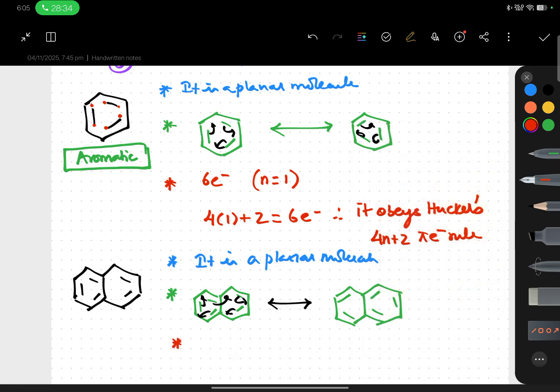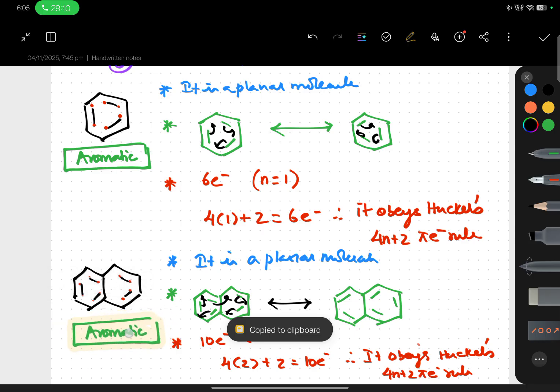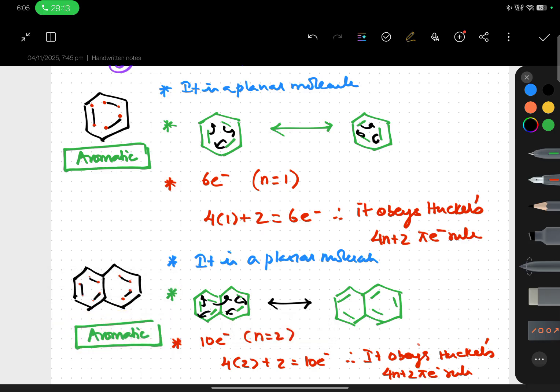How many electrons are there? 1, 2, 3, 4, 5, 6, 7, 8, 9, 10 electrons. If 10 electrons are there, n equals 2. That means 4 into 2 plus 2 is equal to 10. Therefore it obeys Huckel's 4n plus 2 pi electron rule. Therefore, you can label this molecule aromatic. Copy?